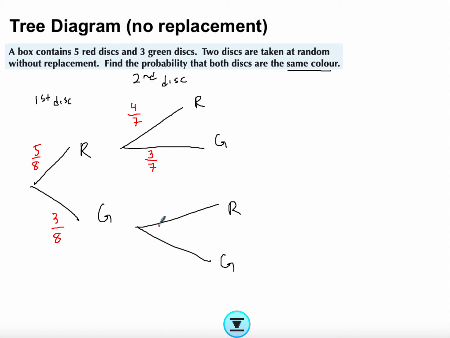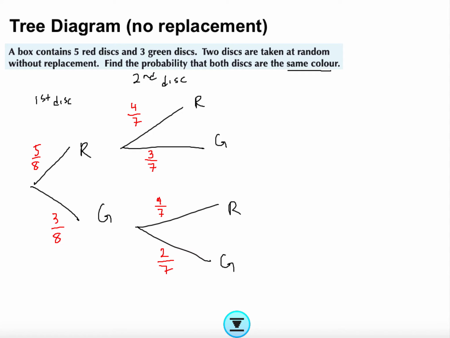And then using the same logic here, I've taken green now, which means my red hasn't changed. So I have a 4, and again, I still have 1 less total, so that's 7. But in here I've taken a green, so I have 1 less green to deal with, so that's 2, and then I have 7 left.